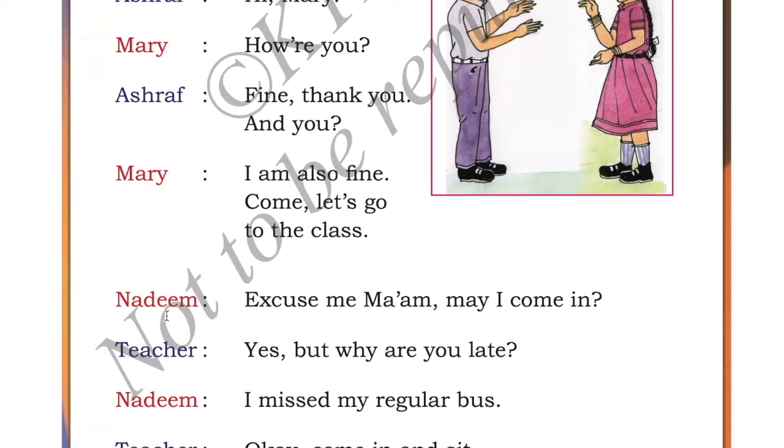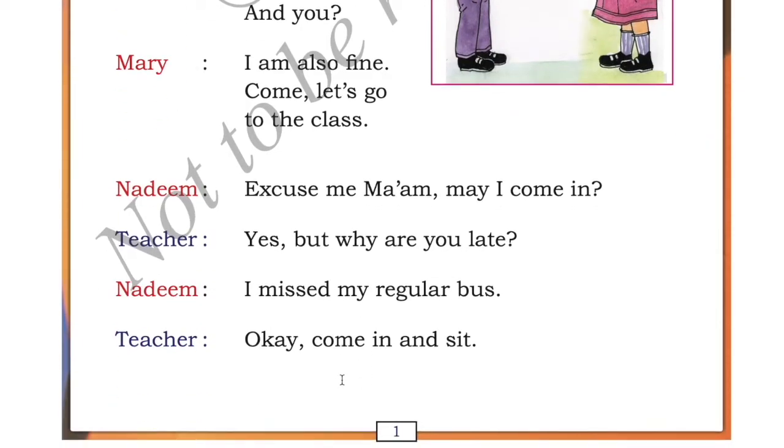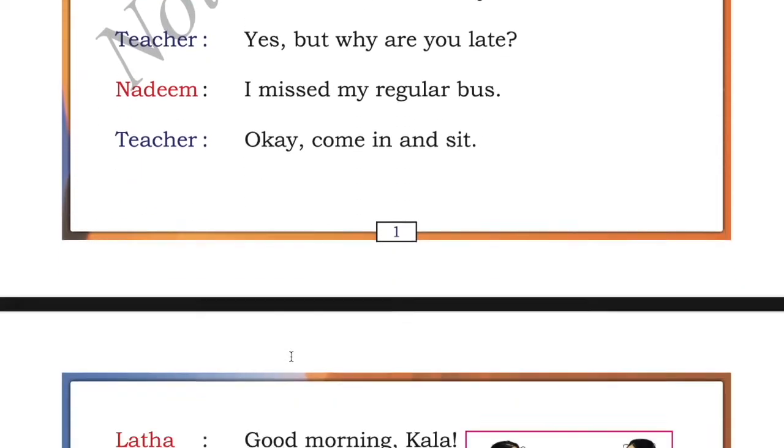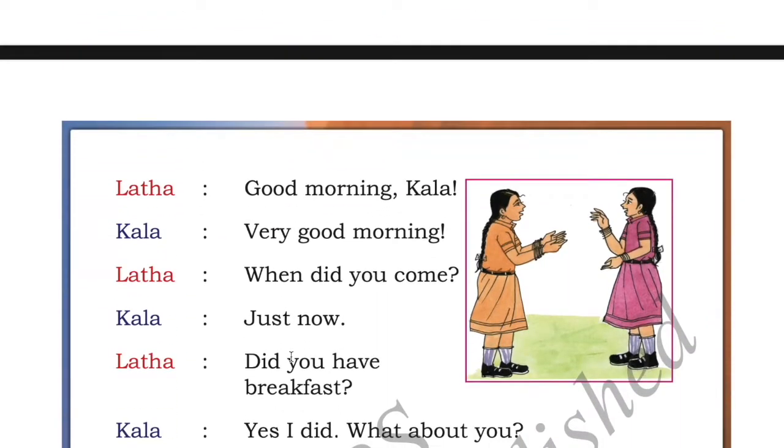Then we have Nadeem. He's saying, "Excuse me, ma'am, may I come in?" The teacher says, "Yes, but why are you late?" Nadeem says, "I missed my regular bus." Teacher, "Okay, come in and sit." So that is the pre-reading activity.